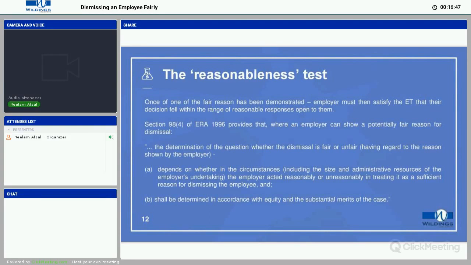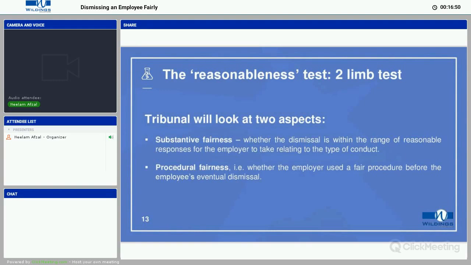So moving on to this next slide, any claim for unfair dismissal must go through a 2-stage test. The first part is a substantive fairness test. And what the tribunal will do is they will look at whether the dismissal is within the range of reasonable responses for the employer to take relating to that particular type of conduct. And then they will look at the second part of the test, which is a procedural fairness test, whether the employer has used a fair procedure before the employee's eventual dismissal.